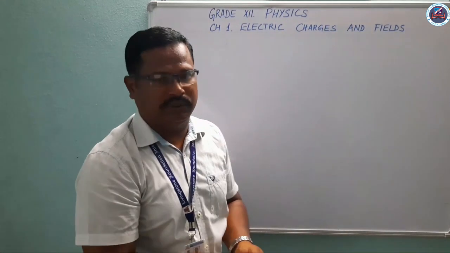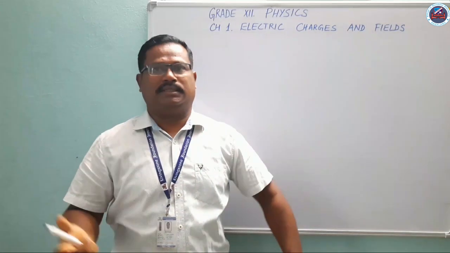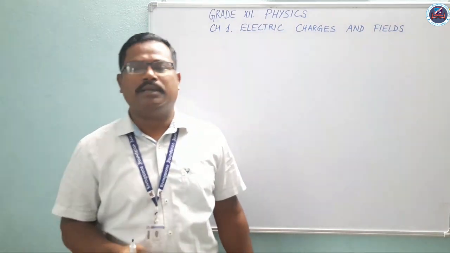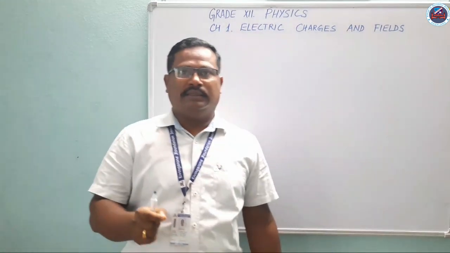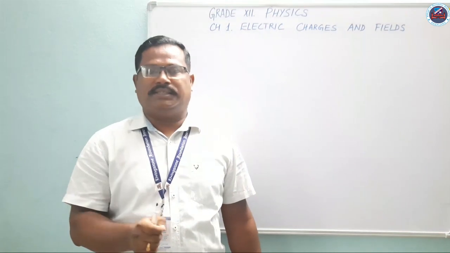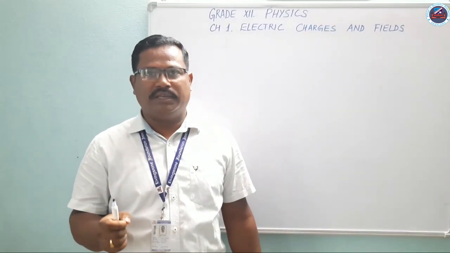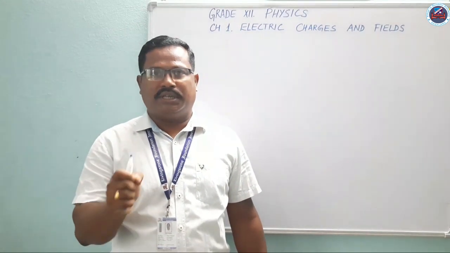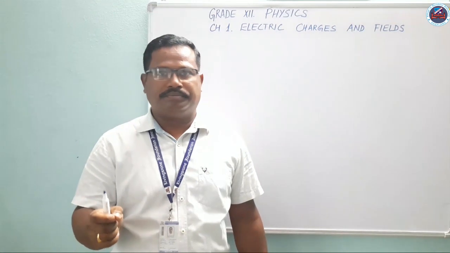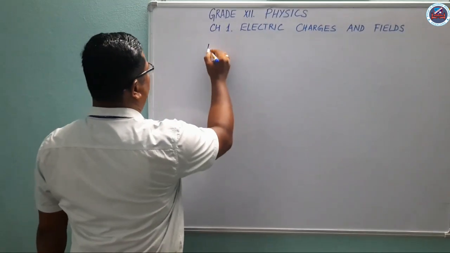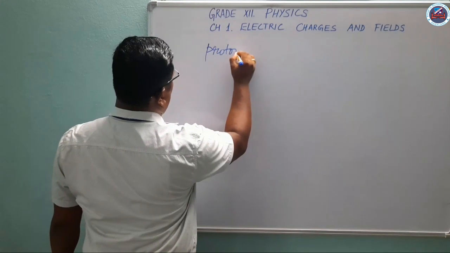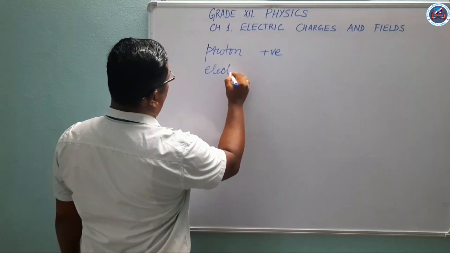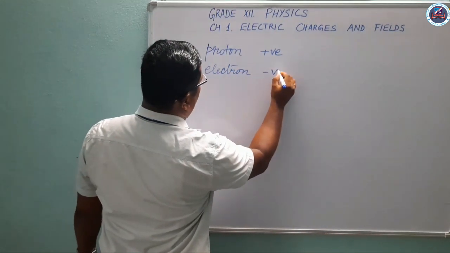Electric charge. When we say electric charge, what is it? It is a characteristic property, or you can call it a fundamental property of matter, that gets influenced when it is kept in a magnetic field or in an electric field. Electric charge is of two types: a proton, which carries positive charge, and an electron, which carries negative charge.